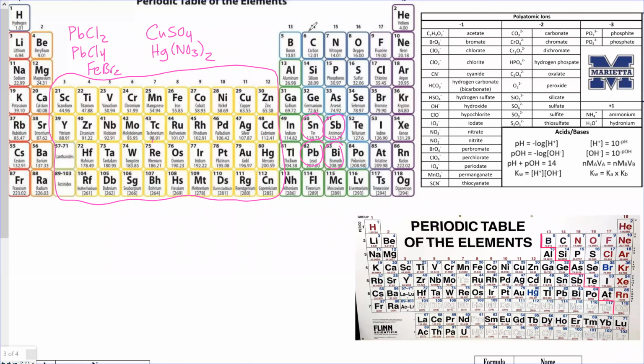So this is how I would suggest you do it. Find Pb and tell me what that element is, first of all. That's the first thing I want you to do. It's lead. So I know this is lead. Lead's going to have some type of Roman numeral. So I'm going to go ahead and put some parentheses. What's your last thing going to be?